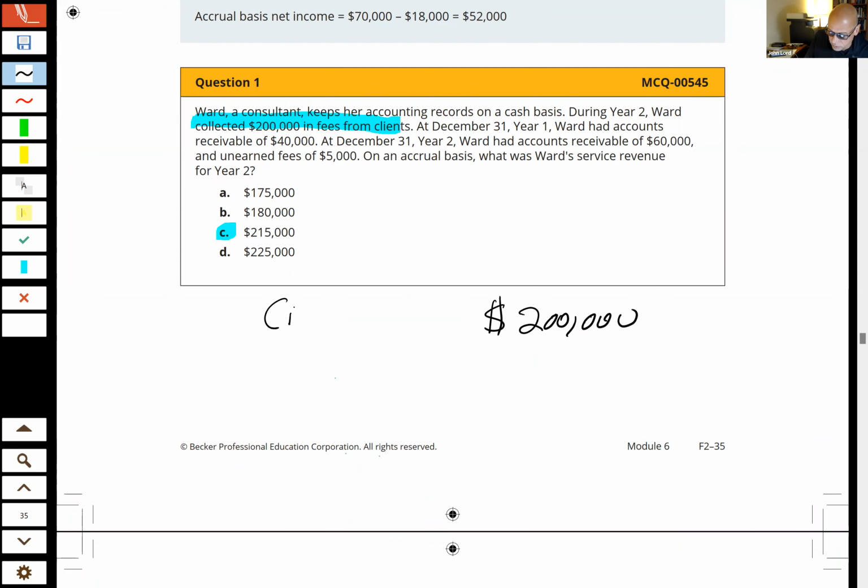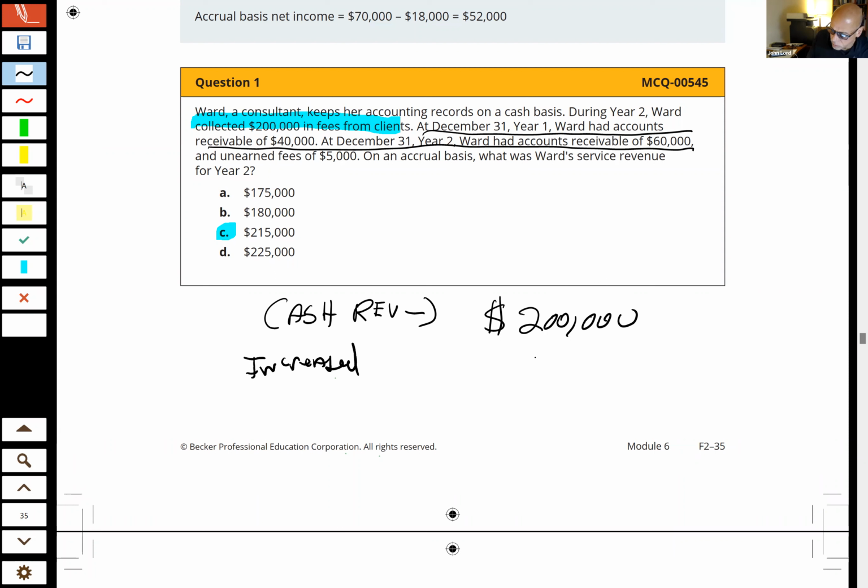We start with cash revenue, and then we're going to make adjustments by analyzing current asset items. And typically with a question where they're asking about the cash revenue to turn to accrual or vice versa, they're asking you to analyze related accounts to cash revenue, which is what? Which is unearned revenue and accounts receivable. And so sure enough, that's what they do. They tell us that at December 31st, year 1, Ward had accounts receivable of 40,000. At December 31st, year 2, it was 60,000. So it increased 20,000.